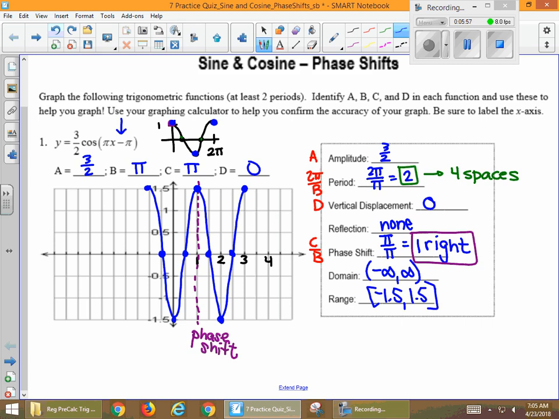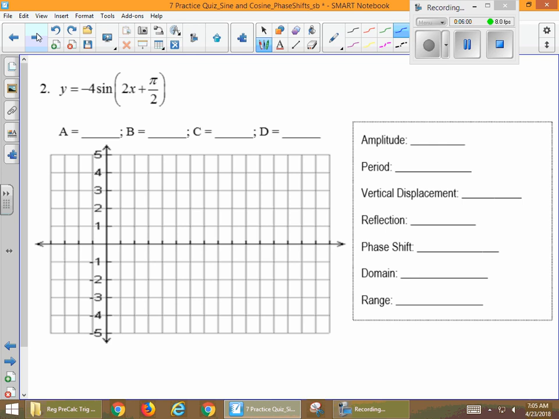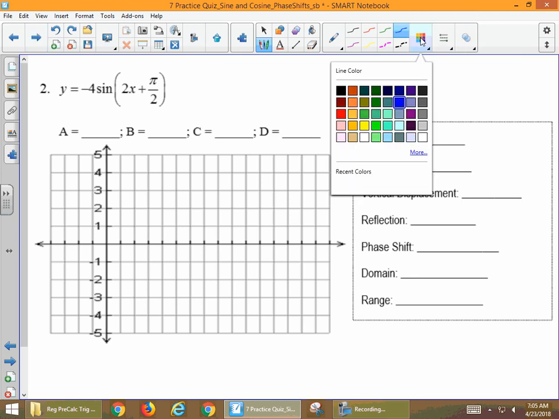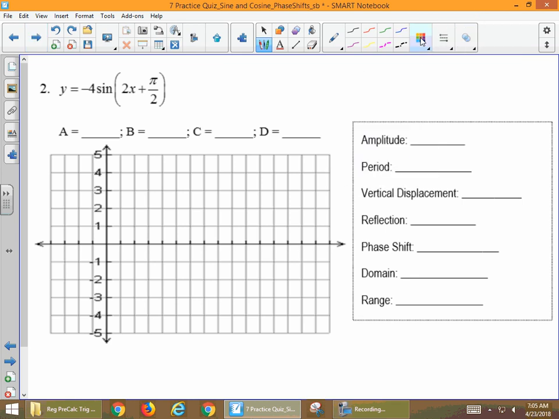All right, let's do another one together. It's a sine graph. So here I have negative 4 sine of 2x plus pi over 2. And again, I'm going to fill out these details first. My A is 4. My B is 2. C is pi over 2. And D is 0. Now, before I forget, I have this negative out front. That is an x-axis reflection.